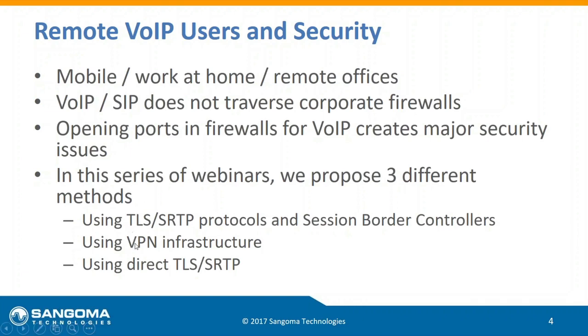So in this series of webinars, we're proposing 3 different methods. Like I mentioned earlier, the first method we proposed last month in the first installment was using, between your phone that's sitting in a remote area, encrypted voice over IP, which is SRTP, and encrypted SIP, which is TLS, between the phone and a session border controller, or SBC, that's installed at the corporate office. We went through that and showed how it was secure and how you could auto-configure your phones and use your remote phones as if they were regular extensions off of your PBX.